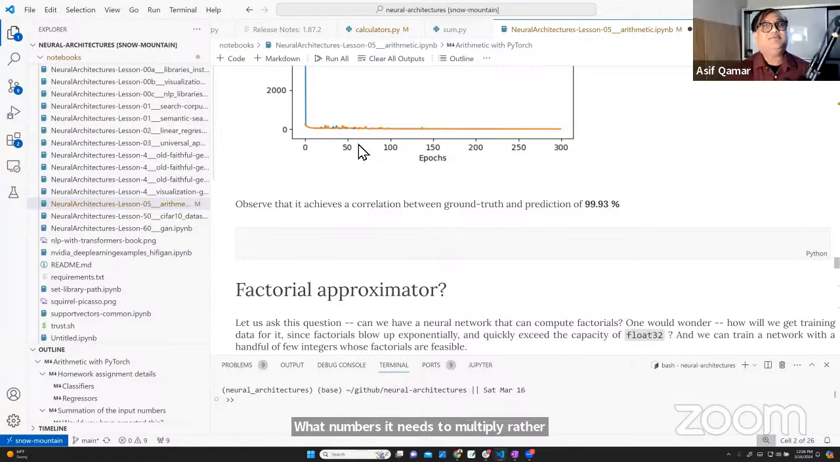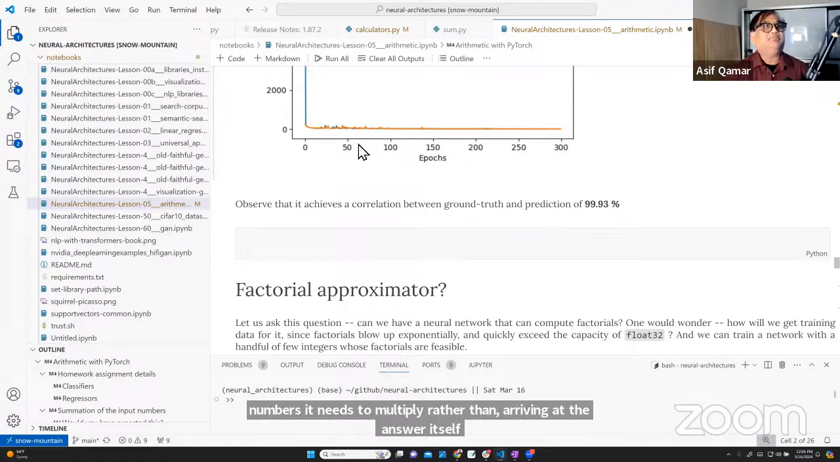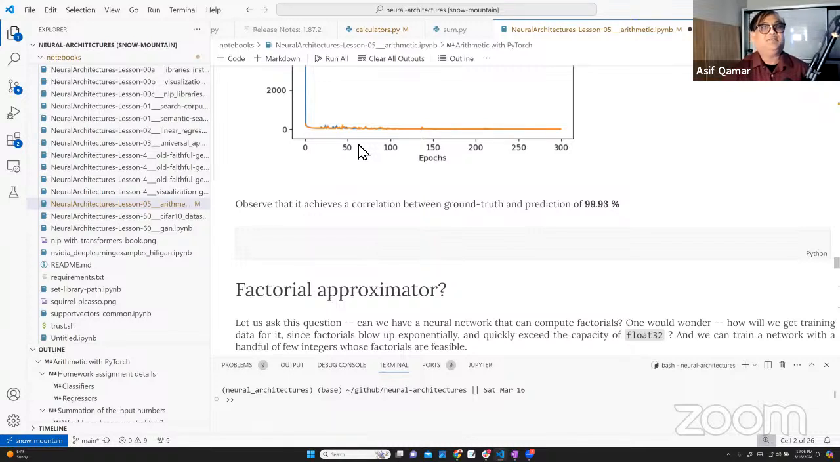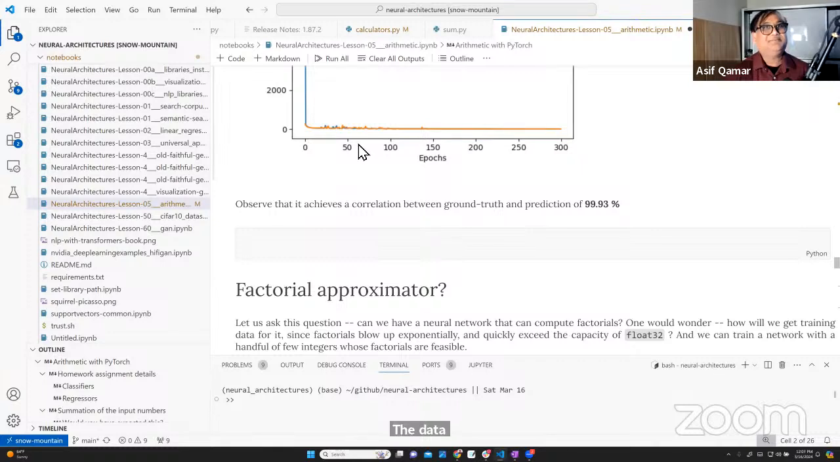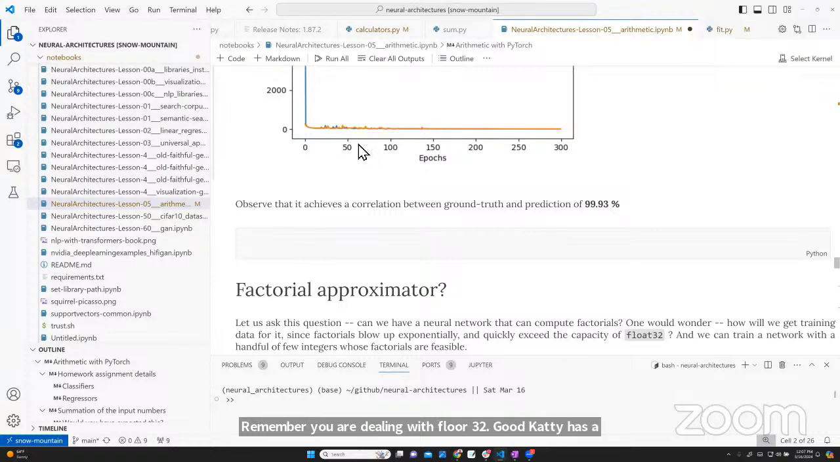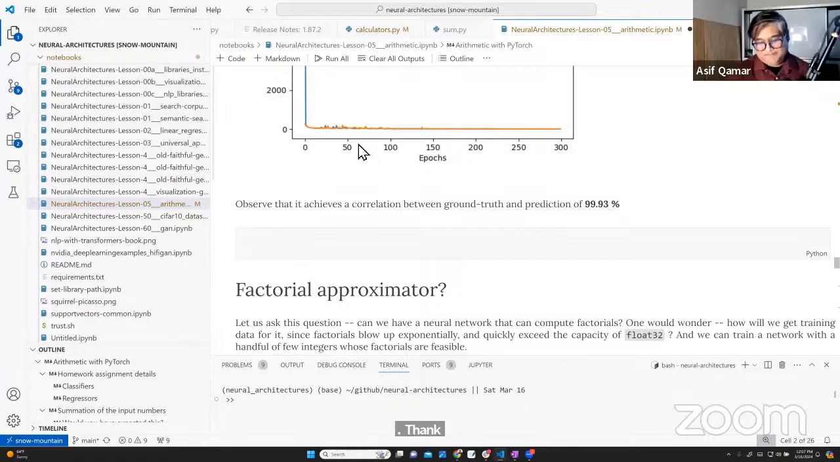No, that is all right. It will figure out that it needs to multiply the numbers, the inputs. But for the neural network to get there, it needs enough data to be trained to figure it out. The trouble with this is not the neural network part, but the data problem. Where do I get all the data to train it with? Remember, you're dealing with float 32. Float 32 has a limitation. Yeah, very soon you'll start having infinities.